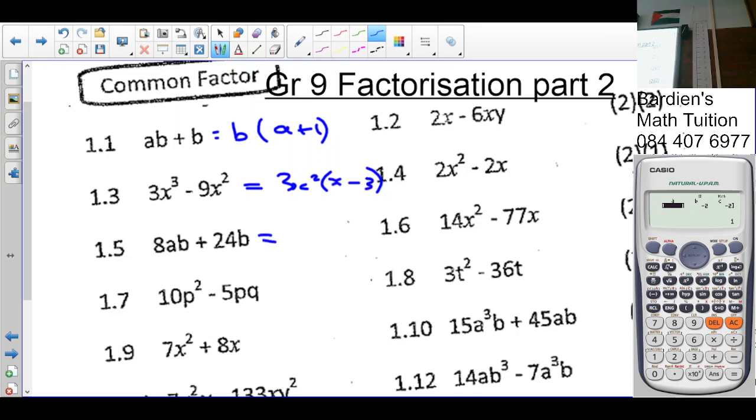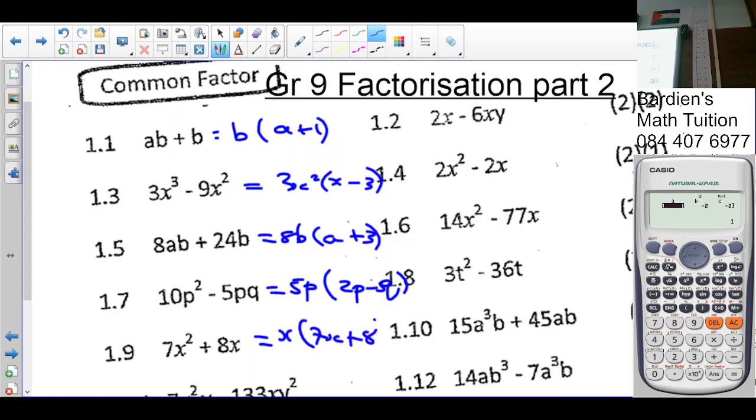The next one, what was common here? 8b, I'm left with? A plus 3. The next one? 5b, I'm left with? 2b minus q. You all agree with that? Yes, sir. The next one? x, I'm left with? 7x plus. Okay, all agree with that? Yes, sir. Let's go to the next side.